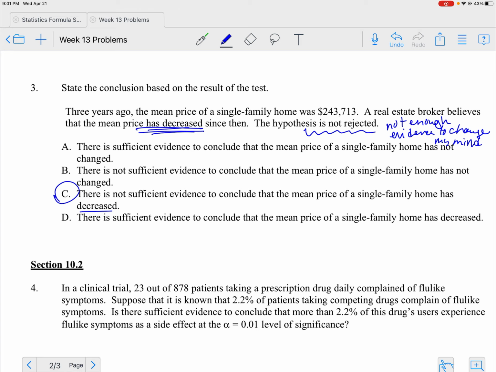All right, so in 10.1, look for those words. Those words make that impact. All right, in 10.2, we're going to start performing some tests next.